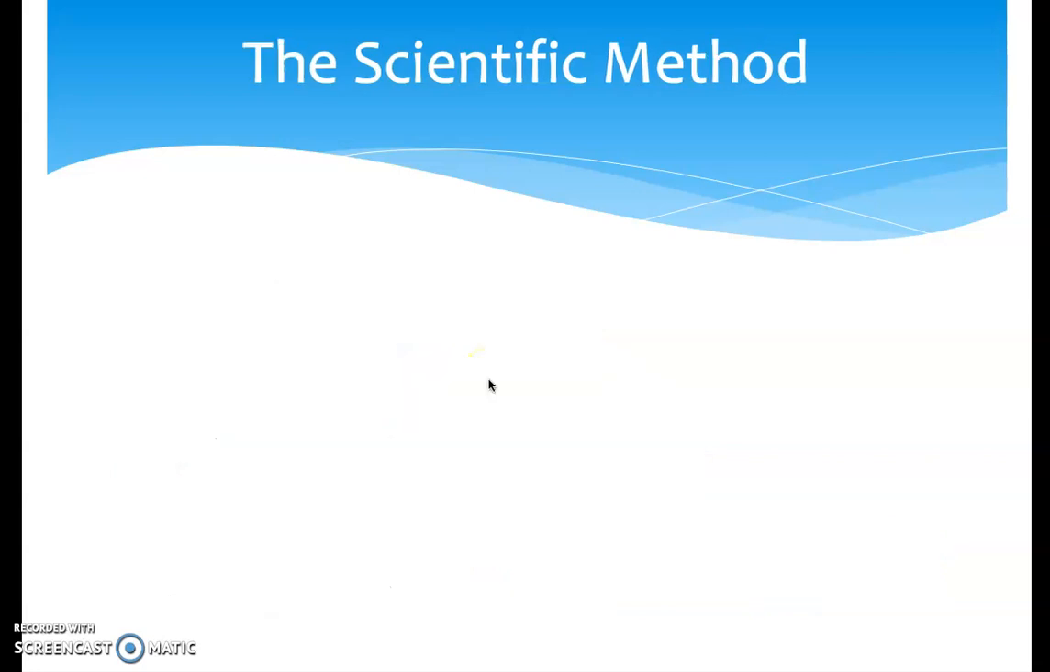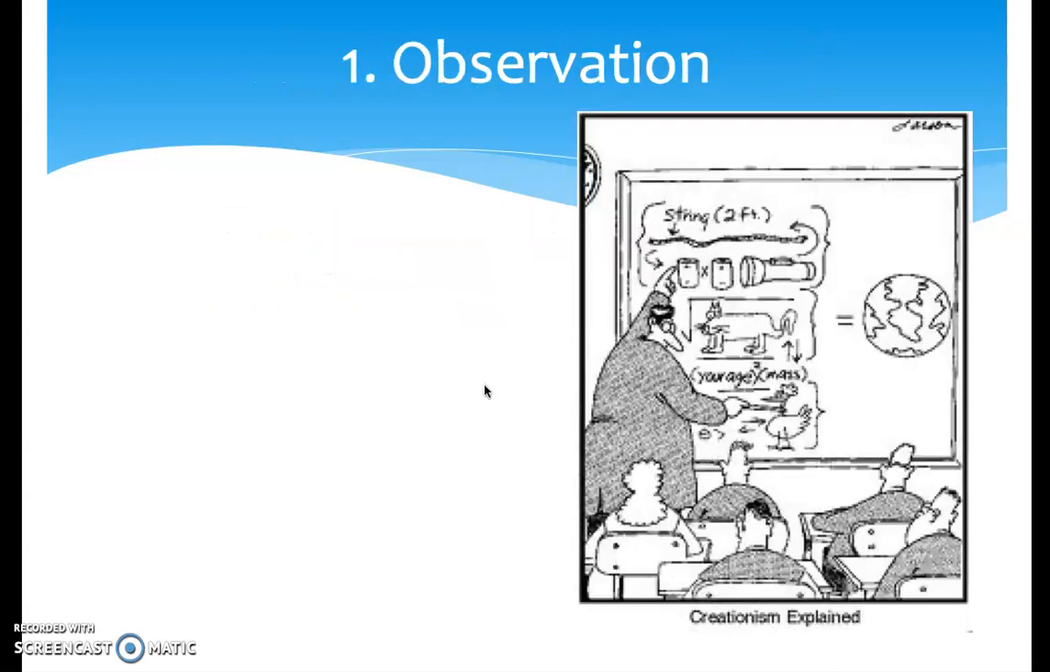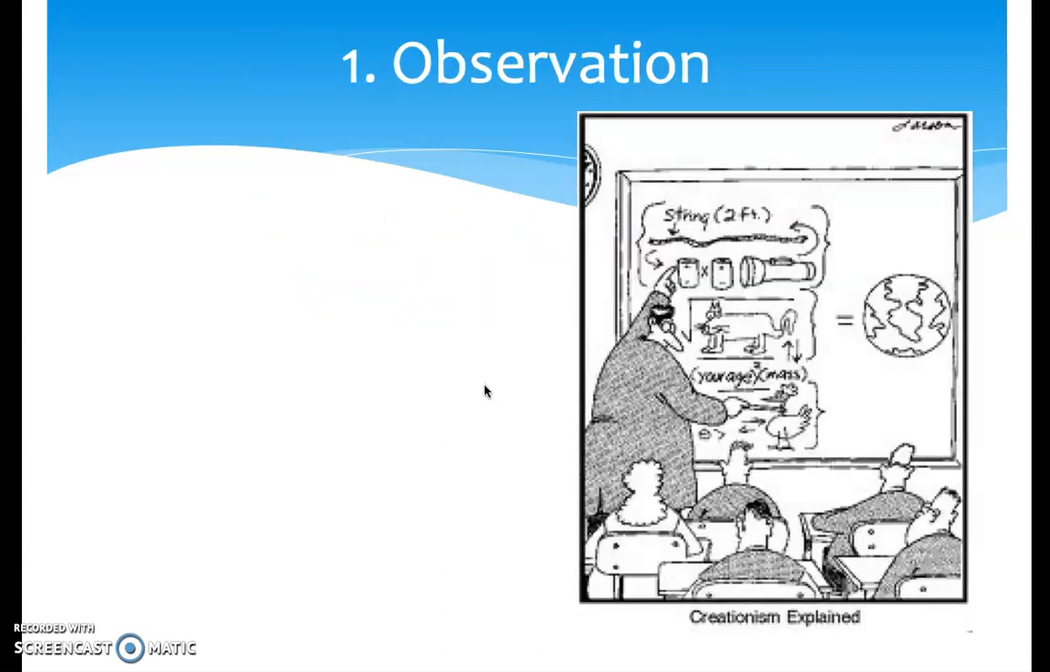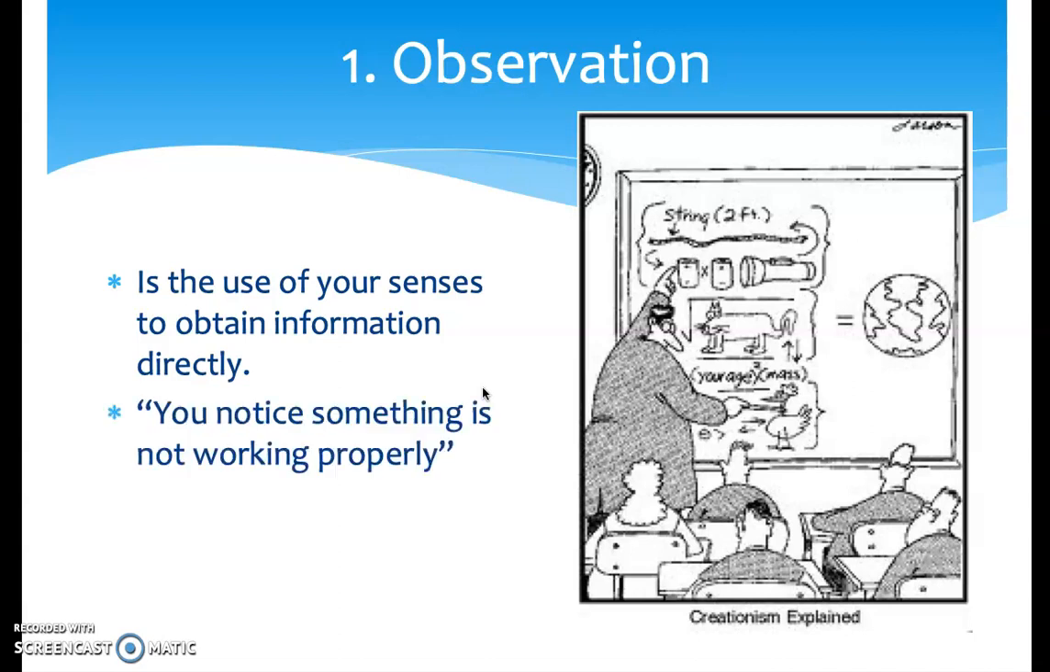Now, the scientific method is a logical, systematic approach to the solution of a scientific problem. It consists of 4 steps. The first step is observation. Observation is understanding something is not quite right. It is the use of your senses to obtain information directly. You notice something is not working properly.